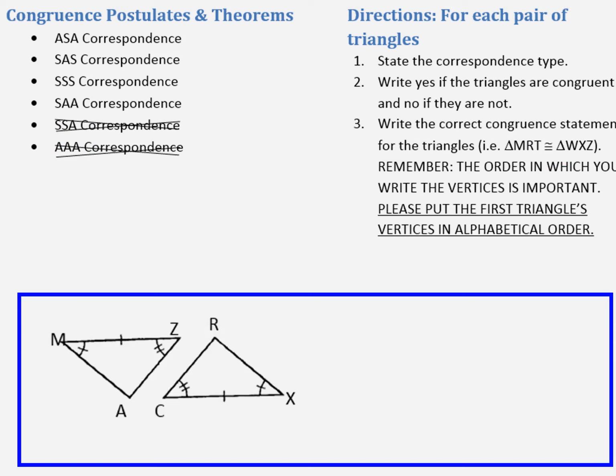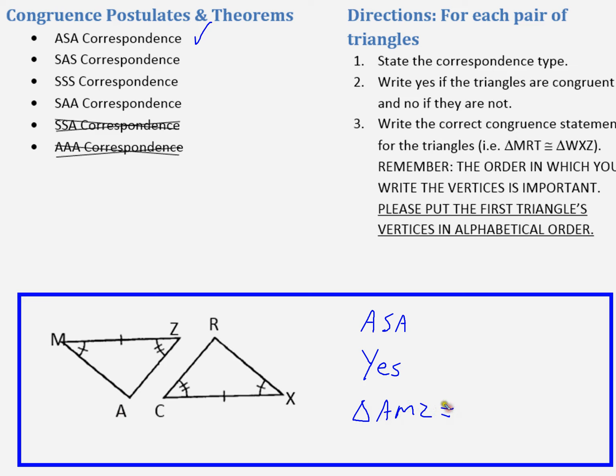Let's look at the next one. These are not oriented the same. One's flipped over. But what we have here is an angle and its included side congruent to an angle and its congruent included side. So that's angle, side, angle. Again, that is one of the ones that can prove the triangles are congruent. So we put yes because they are congruent. And we want to write the correct congruent statement. So I'm going to take my first triangle here, and alphabetical order would be AMZ.